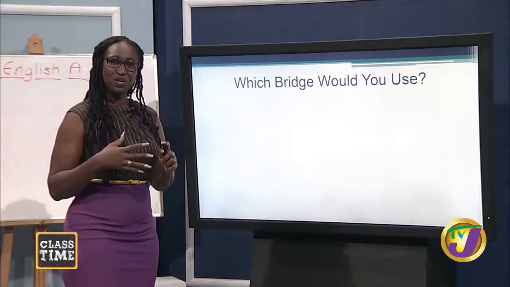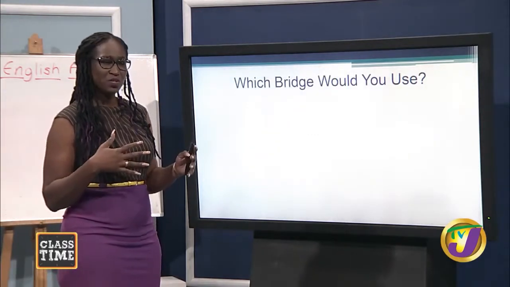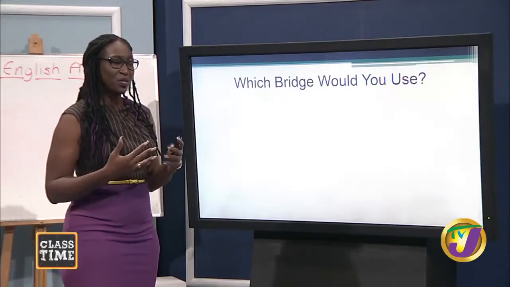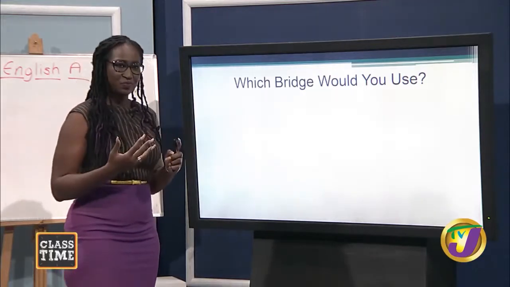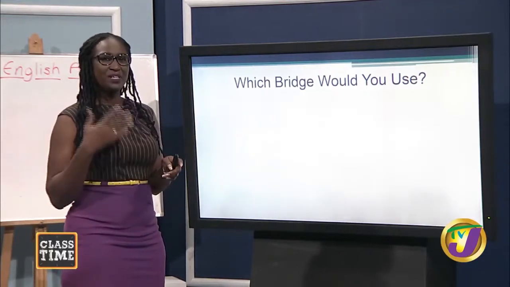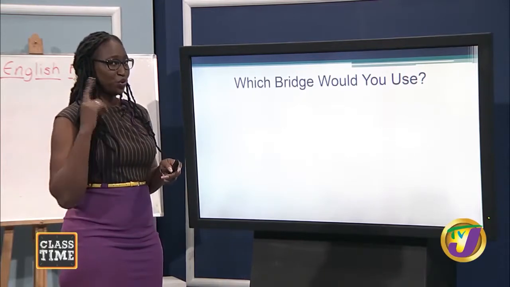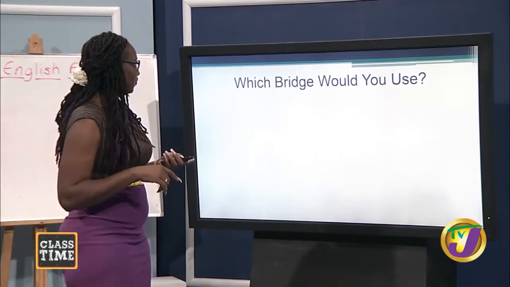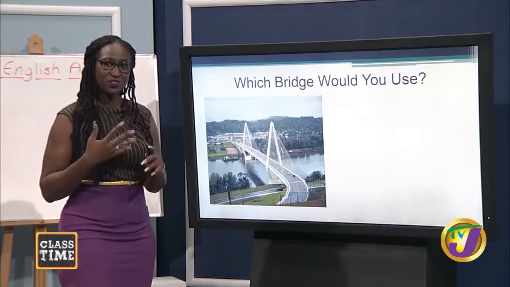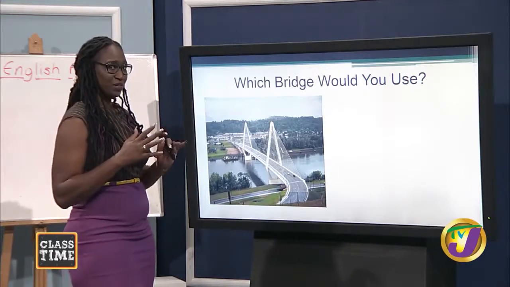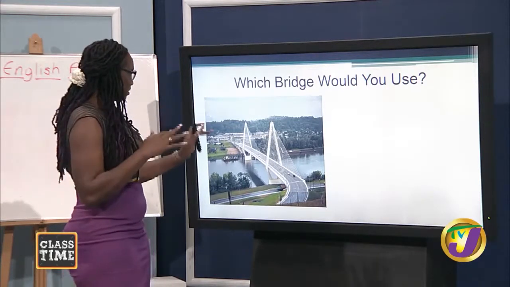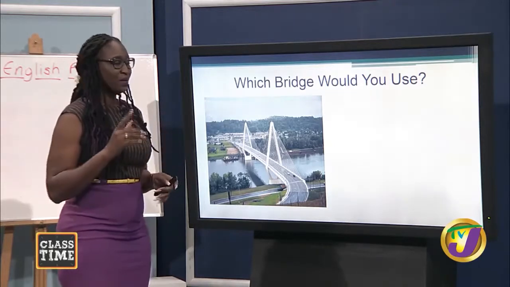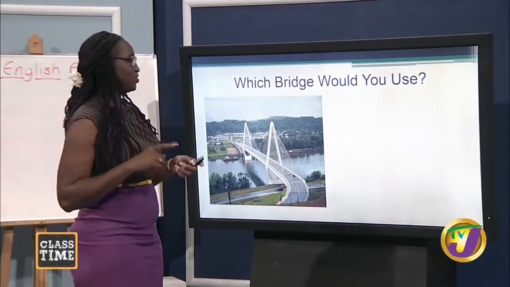Now, remember, you're thinking about transitional phrases. They act like a bridge. So I want you to look at this picture, two pictures actually, and you decide which bridge you would use. Let's look at the first one. So there's our first bridge. Take a good look at it, look at the features, look at the span and everything. Now, take a look at the next bridge.